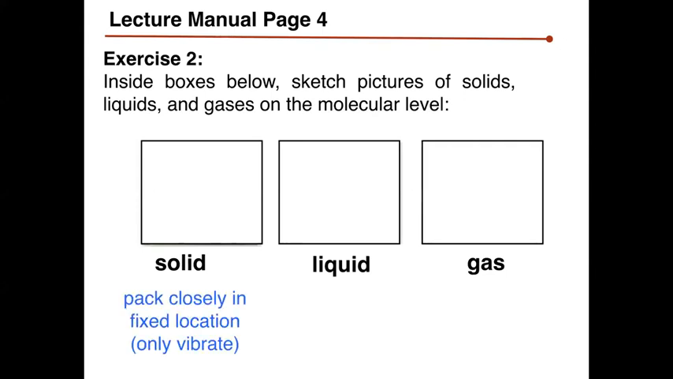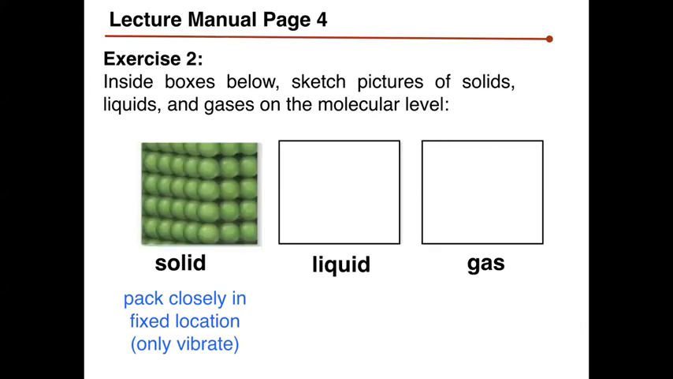Solid would be, because they are rigid, right? That means at the molecular level they would be packed closely in a fixed location. So it would look like that. It's fixed together. The motion associated with this would be only vibration. That means each of these atoms of solid are only going to vibrate. They're going to shake a little bit. They cannot move because they are fixed together in a fixed location.